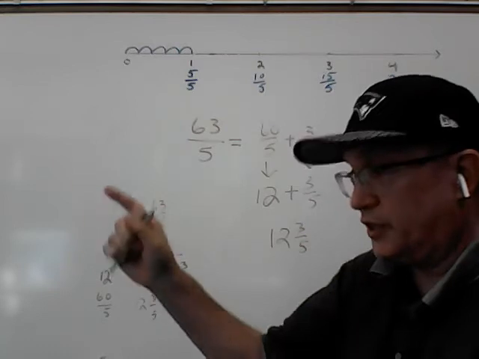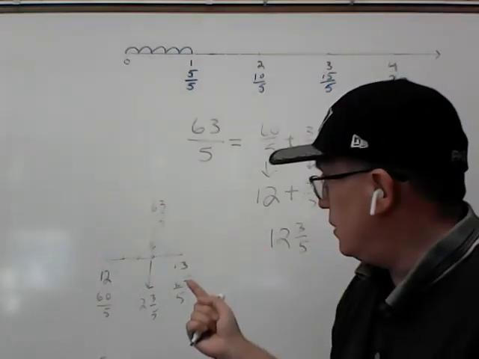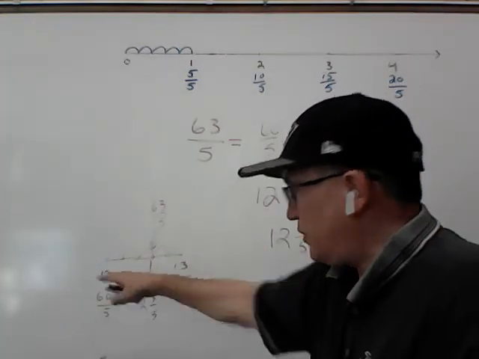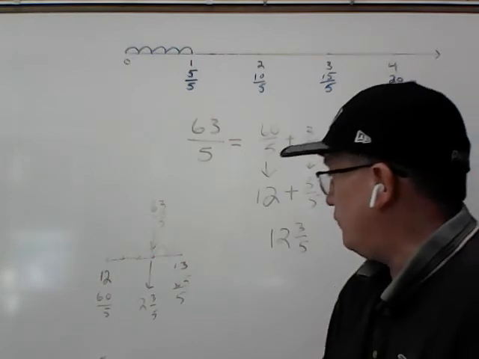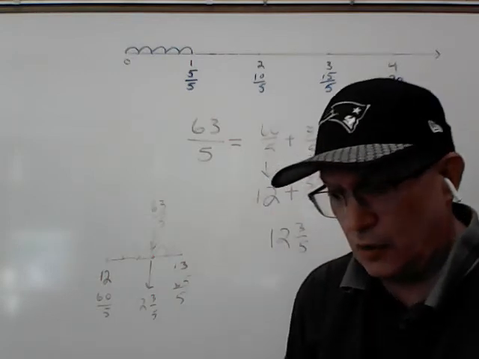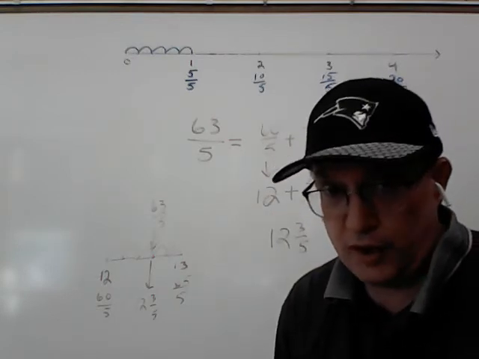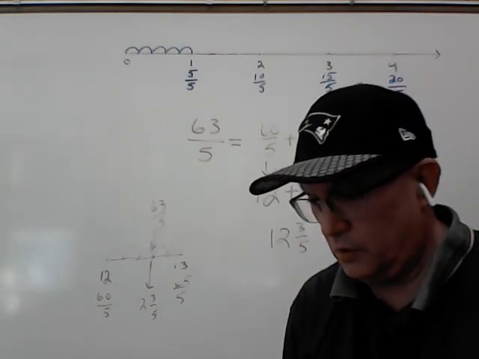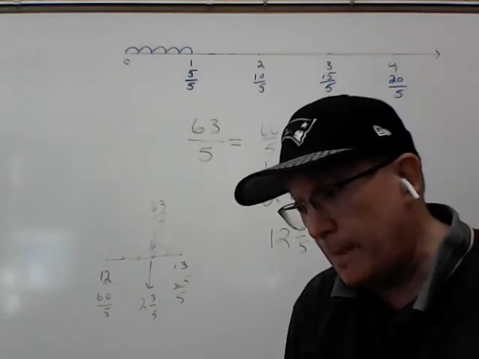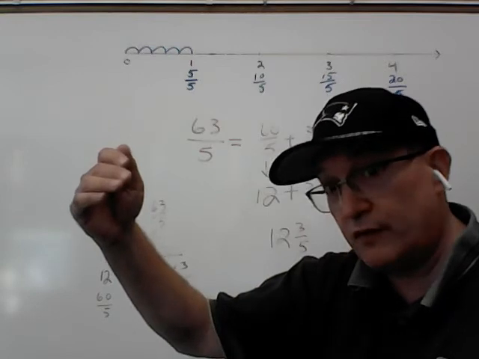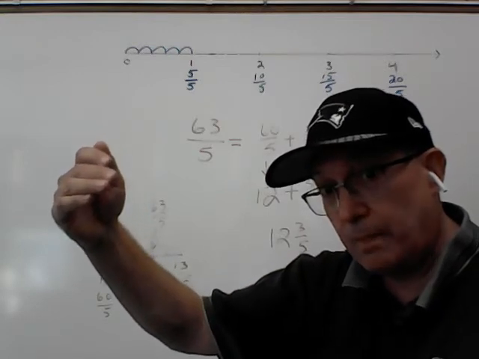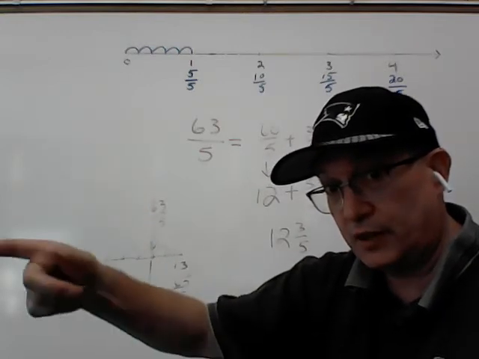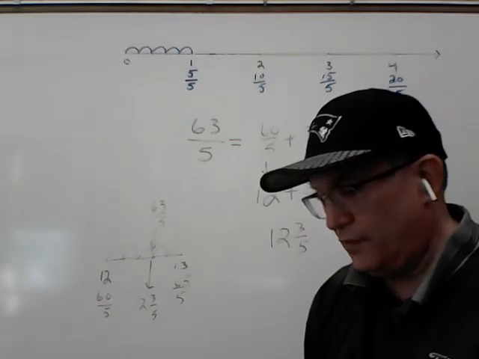63/5. The 63rd fifth from 0 is 3/5 past 12, so it's 12 and 3/5. Now, I have not to this point made the following connection. I have said that a fraction can be thought of as a division from reading it from top to bottom. 63/5 is 63 divided by 5.